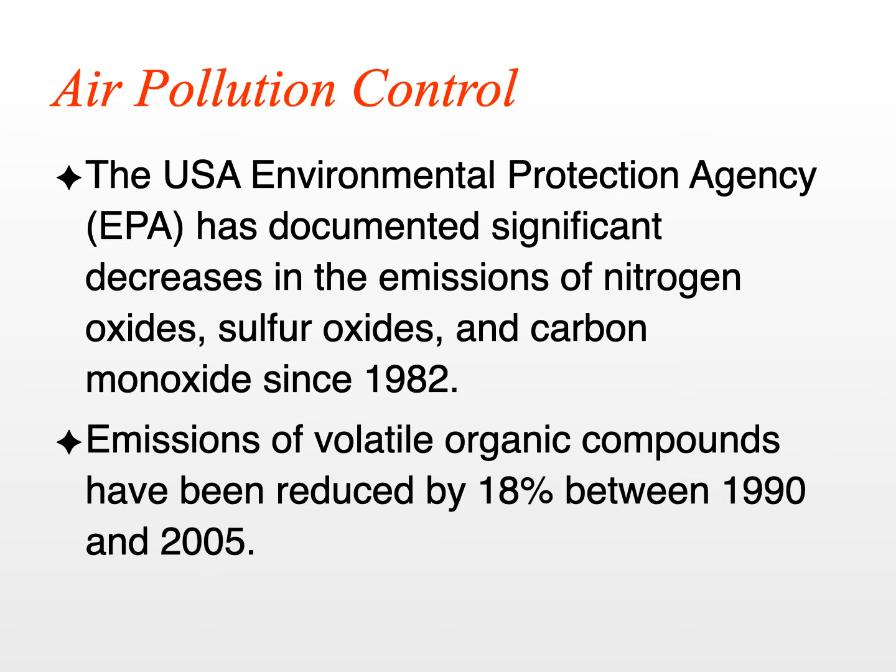The EPA has documented significant decreases in emissions of nitrogen oxides, sulfur oxides, and carbon monoxide since 1982. Emissions of volatile organic compounds, which are involved in the production of photochemical smog, have reduced by 18% between 1990 and 2005.